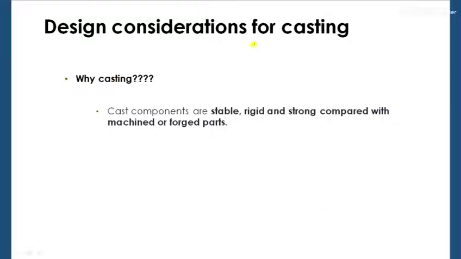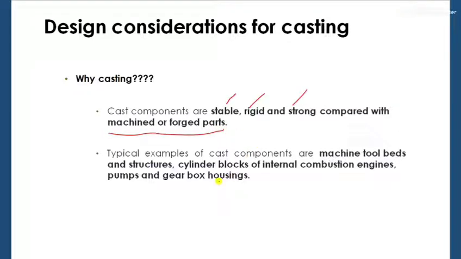Again, cast components are stable, you can say rigid and strong, as compared with machined and forged parts. It is very important to understand the examples also. The typical examples of cast components are machine tool beds, structures, cylinder blocks of internal combustion engines, pumps and gearbox housing. I hope you understand this.